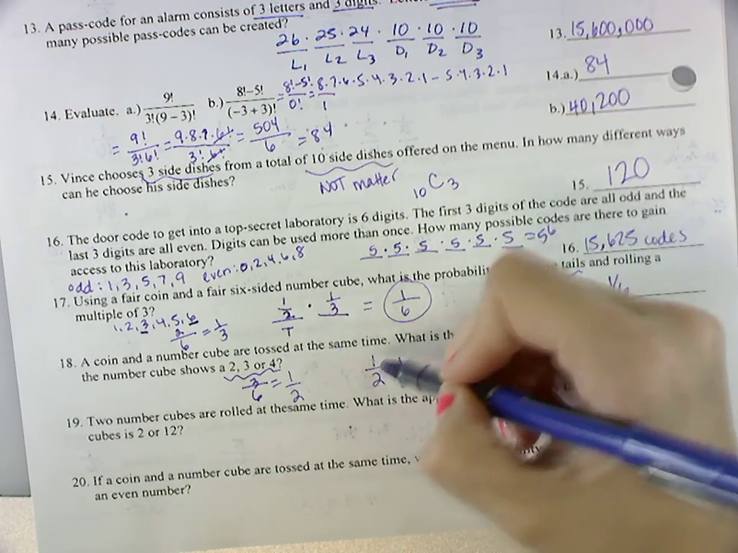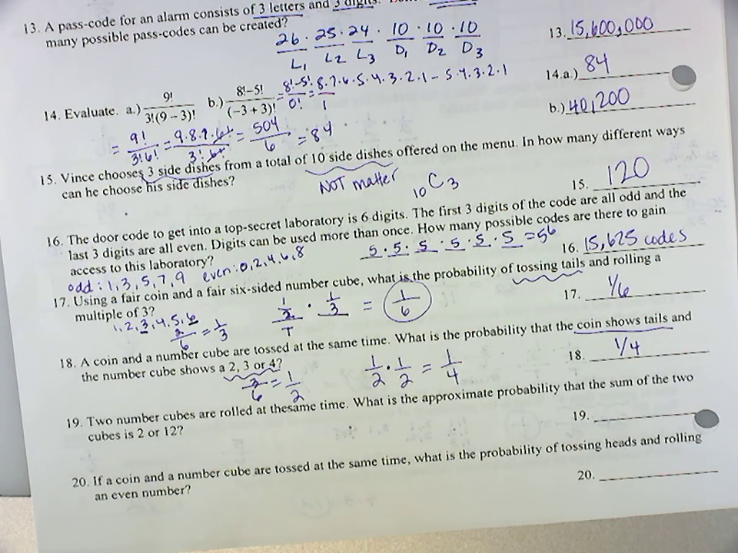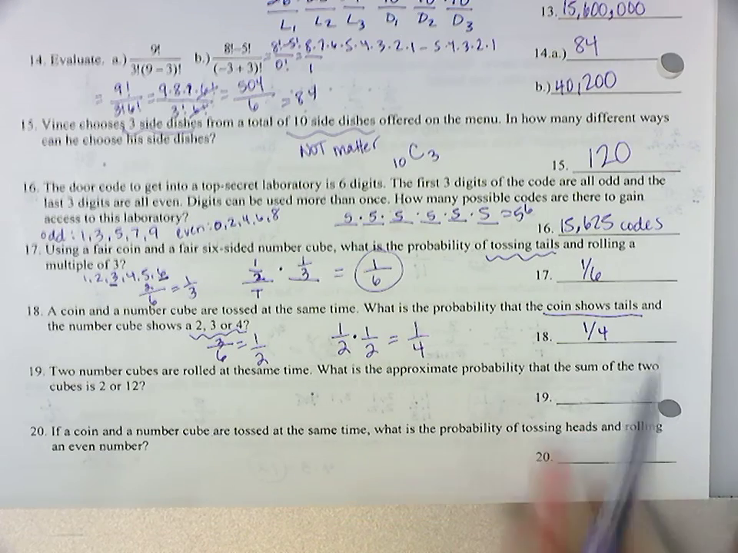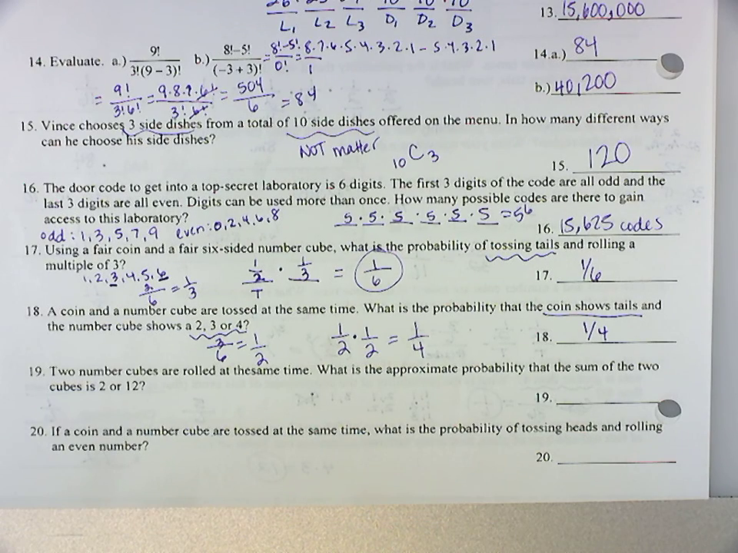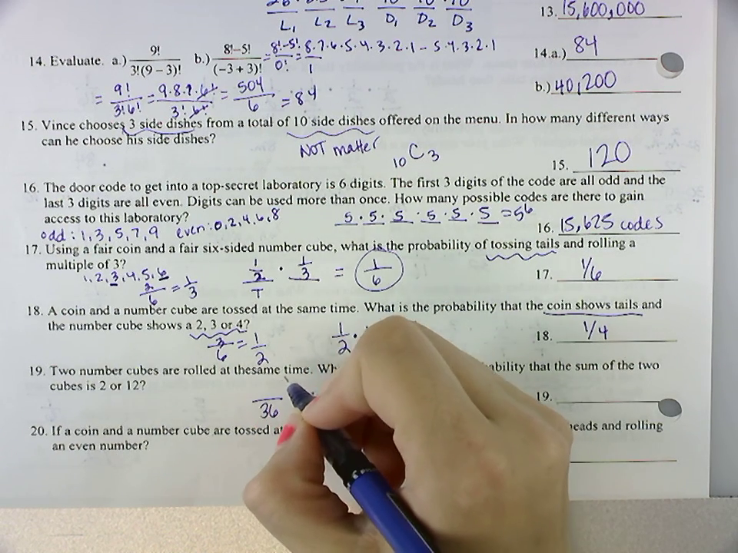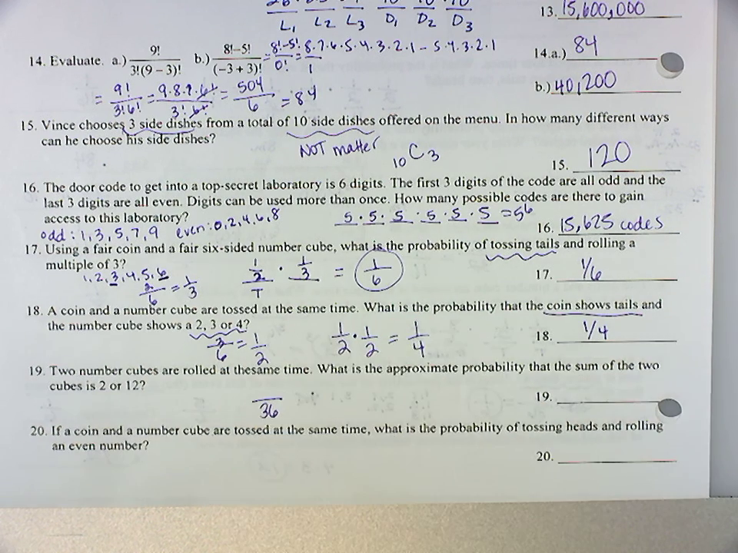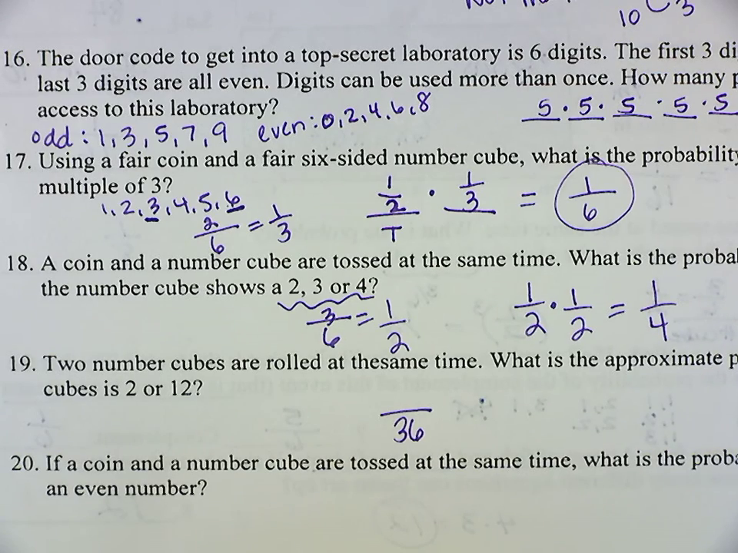So you have a 1/2 chance of getting tails. You have a 1/2 chance of rolling a 2, 3, or 4 out of the 6-sided die. And so when you multiply 1/2 and 1/2, you're going to get 1/4. All right, for 19, you have 2 number cubes that are rolled at the same time. Remember, anytime you have 2 number cubes that are rolled at the same time, there's going to be 36 possible options because each one has the probability of 6 on the bottom. So 6 times 6 is how we get that 36. You probably remember that chart with the red and the blue number cubes in our textbook where they list out all the options for you.